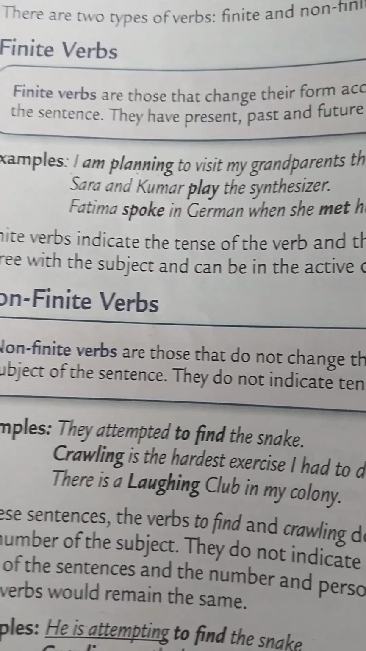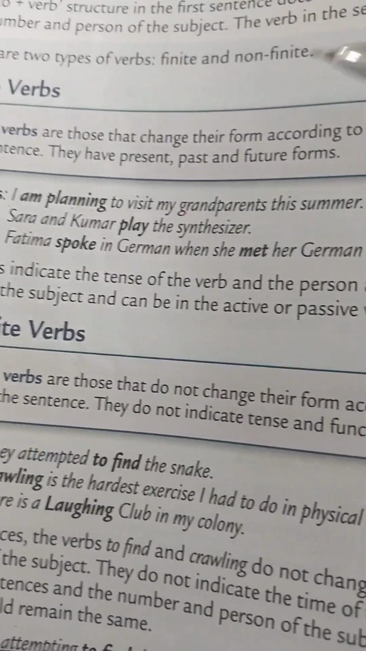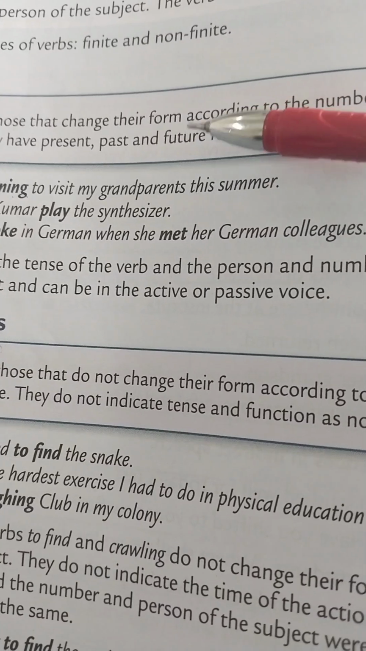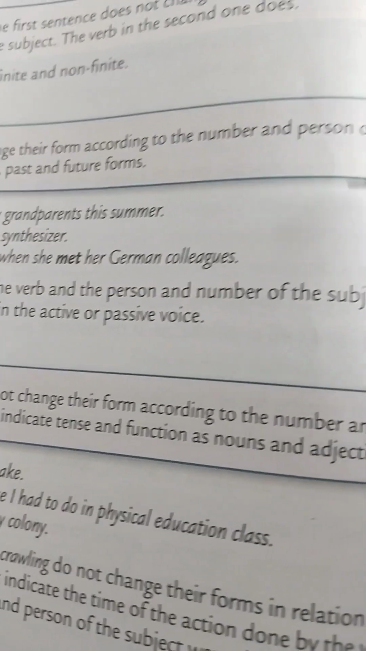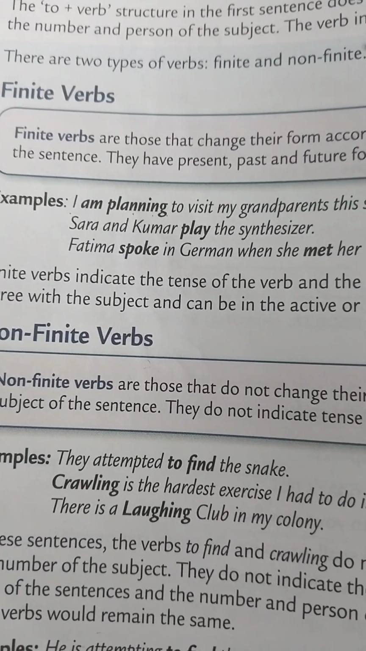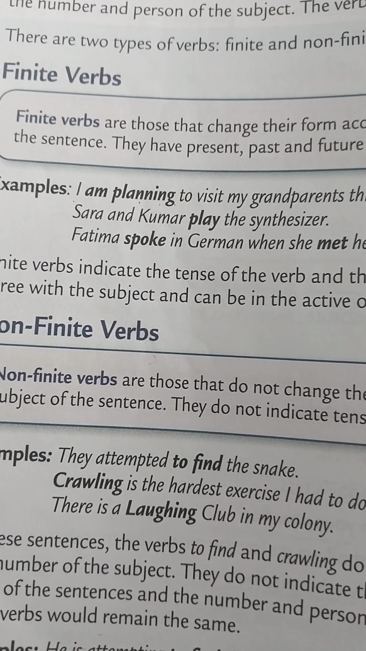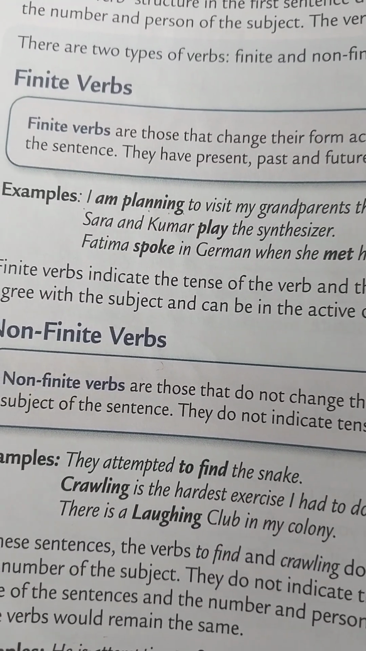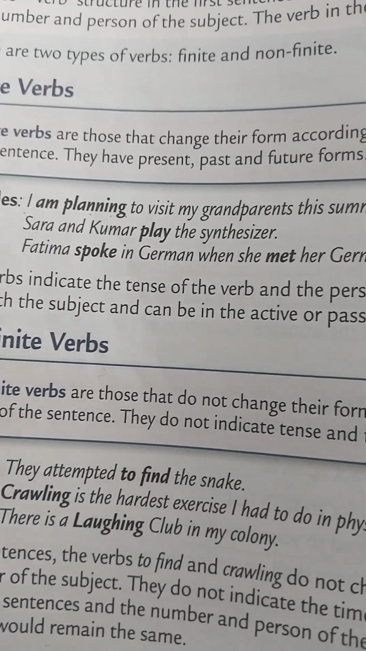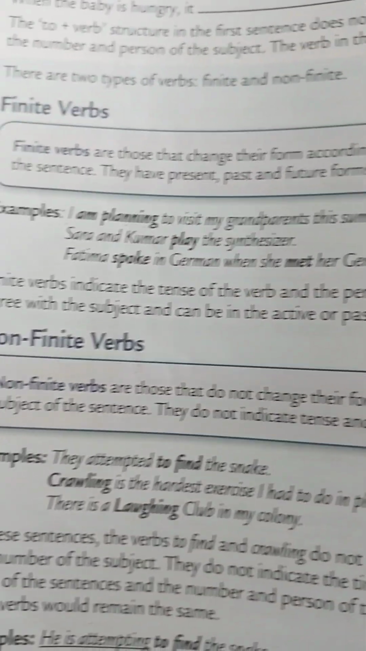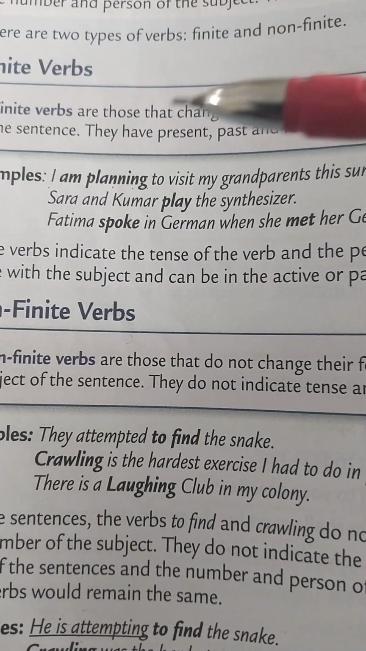Now children, finite verbs are those which change their form according to the number and person of the subject of the sentence. So finite verbs change their form according to the number and person of the subject of the sentence. They have present, past and future forms. Let us understand this with the help of a few examples.